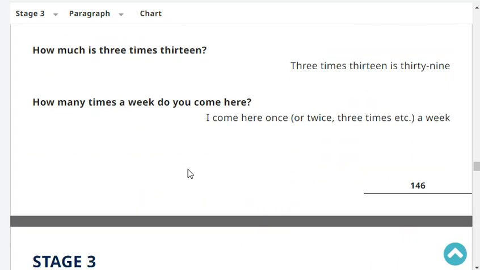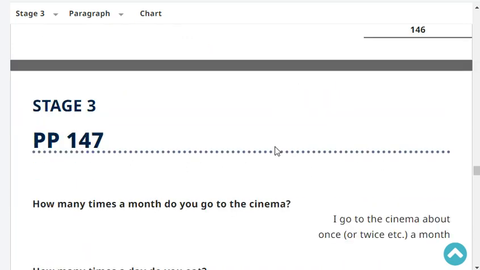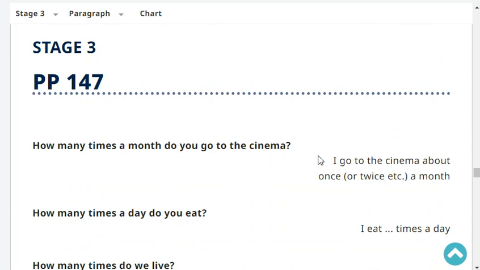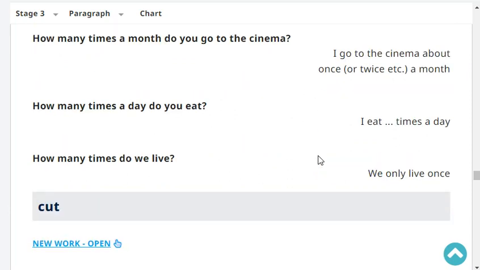How many times a week do you come here? I come here like six times a week. How many times a month do you go to the cinema? I go to the cinema about once a month.